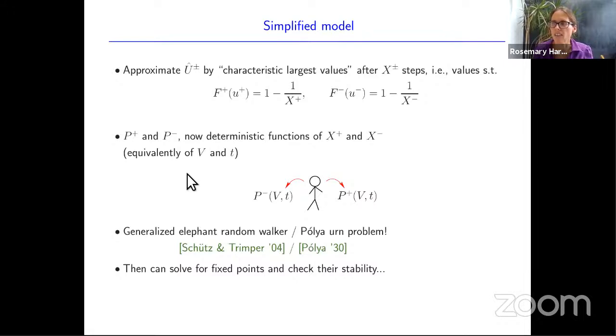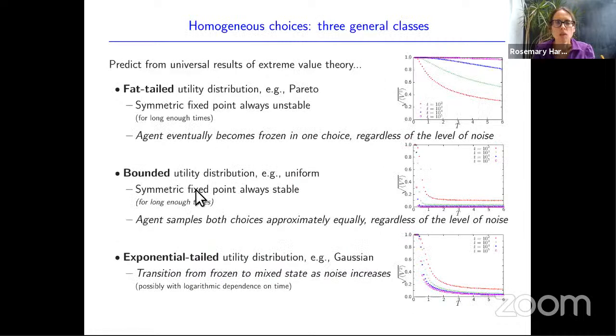And you can play exactly the same games that I showed you earlier and solve for fixed points and check their stability. I won't show you the details, but if you know anything about extreme value theory, you perhaps won't be surprised, and hopefully this will answer the question I see in the chat from Sumida: what decides if the fixed point will be symmetric or asymmetric for large values of time?